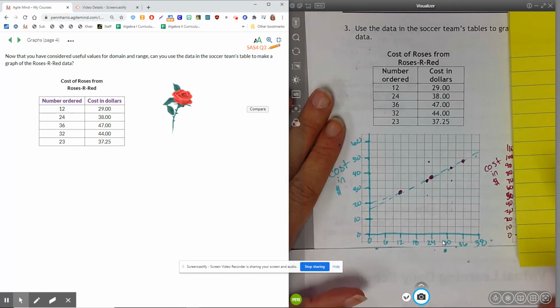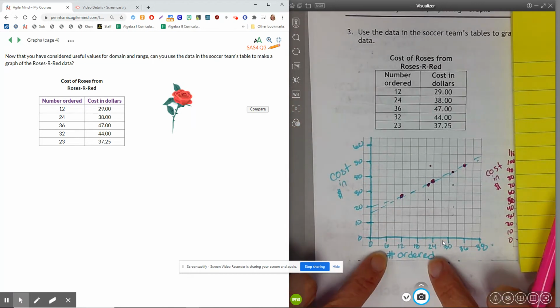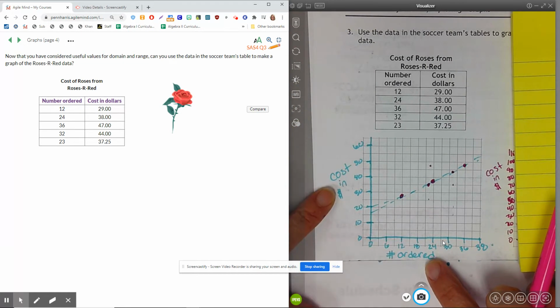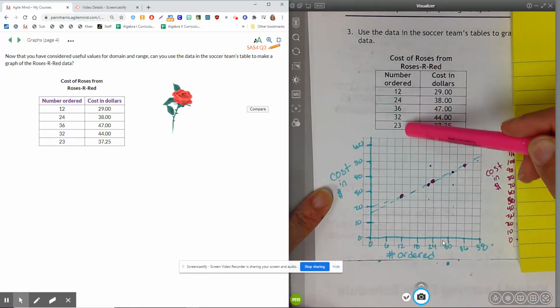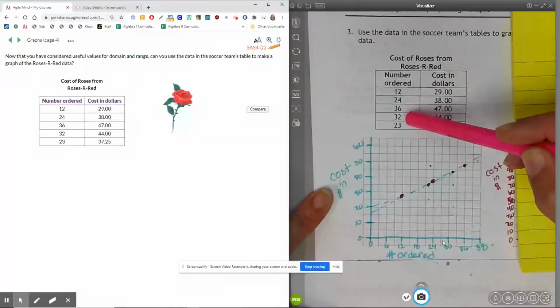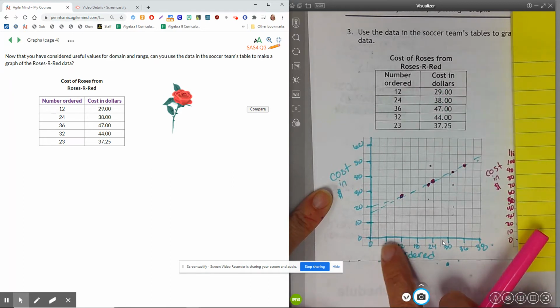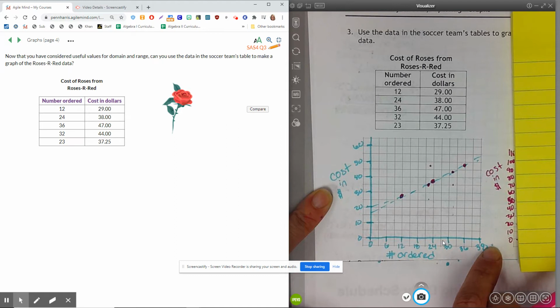If you notice, I made sure I labeled the number of roses that I ordered and our cost in dollars. Then I looked at what the numbers were that I ordered, and I saw that my numbers ranged from 12 all the way up to 36. So I chose to count every 2 of these blocks down here by 6. So I got from 0 to 38, which gave me a nice view.